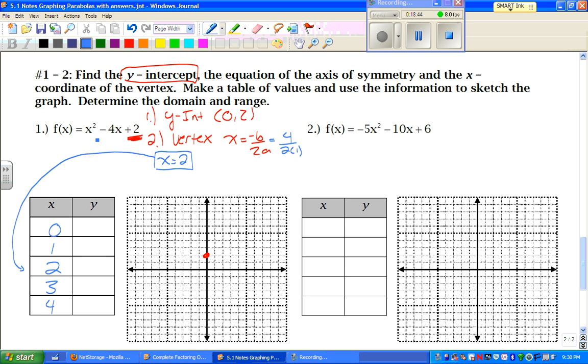So if you put in 0 for x, oh, we already did that one, we got 2. If you put in 1 for x, and I'll write it again, that would be 1 squared minus 4 times 1 plus 2. Do all the work right there, and you would get -1. Okay, again, I'm going to give you a couple minutes. Go ahead and finish this table out.